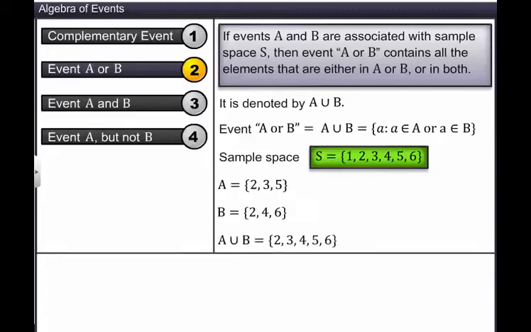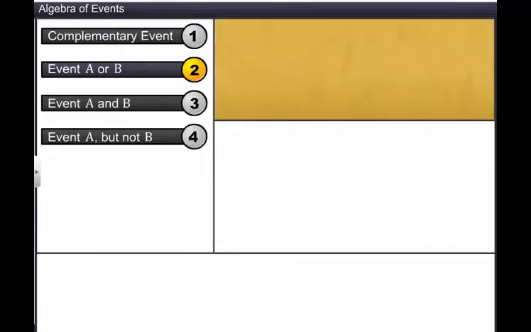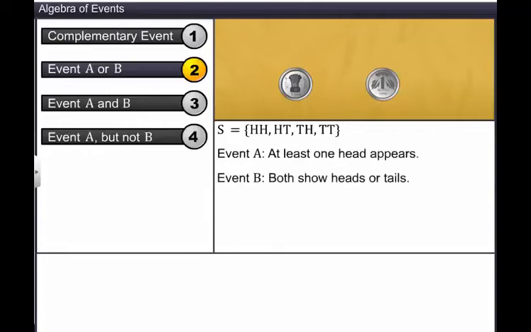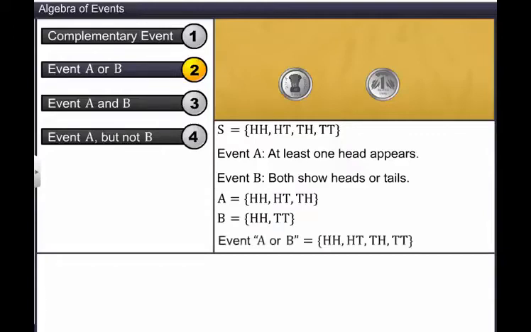Let's look at another experiment where two coins are tossed simultaneously. The sample space is obtained as HH, HT, TH, and TT. Consider these events associated with S. Therefore, the outcomes of the events are obtained as shown. Now, event A or B is obtained as HH, HT, TH, and TT. Here we notice that event A or B is equal to the sample space of the experiment.